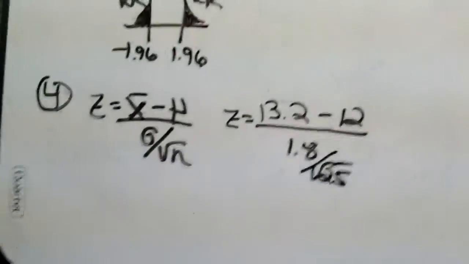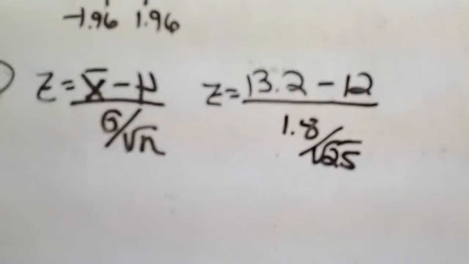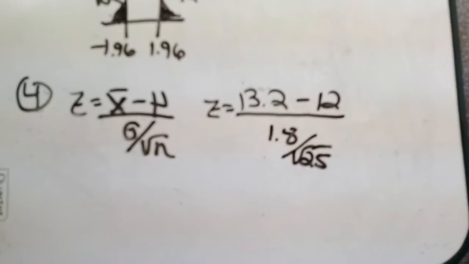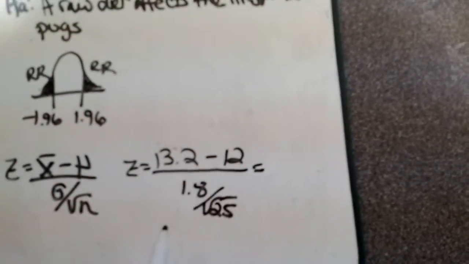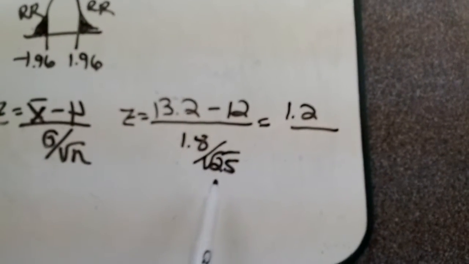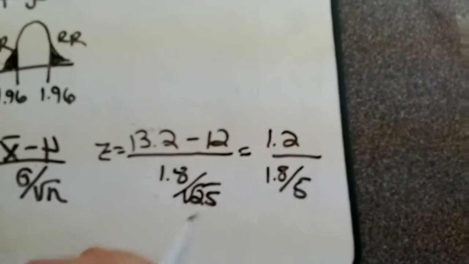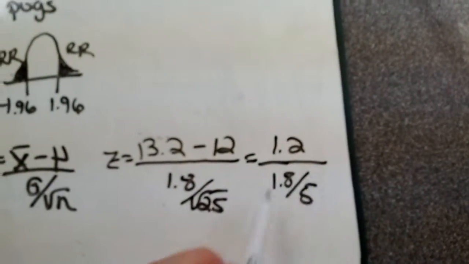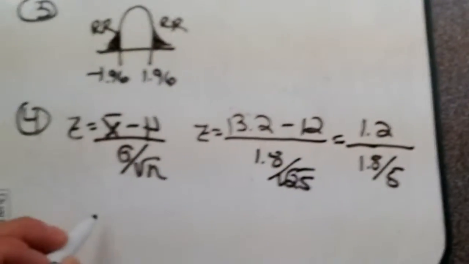Now, many mistakes happen when students start to solve this because they don't follow the rules of order of operations. So we're going to go ahead and solve this in steps. So 13.2 minus 12 is 1.2. I know the square root of 25 is 5, so it's going to be 1.8 divided by 5. Let's go ahead and solve the numerator first. I know this number is 0.36, so maybe I'll wrap down here.